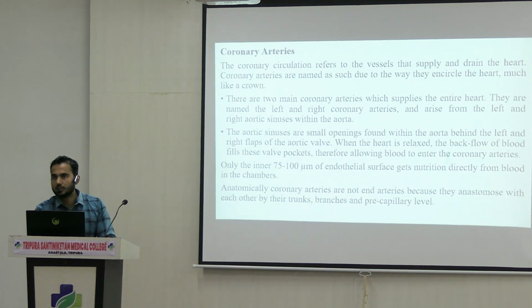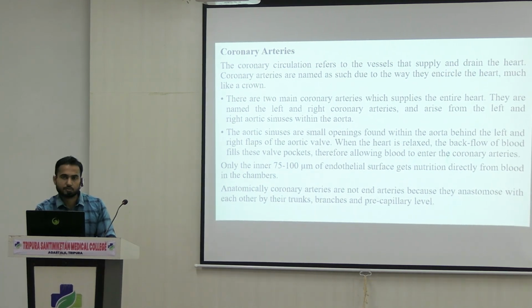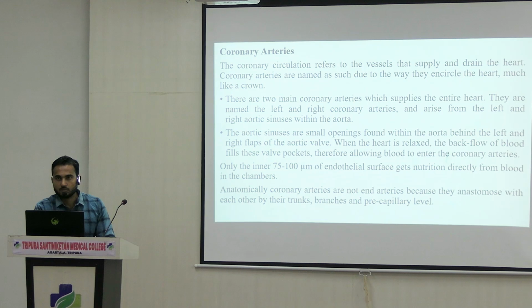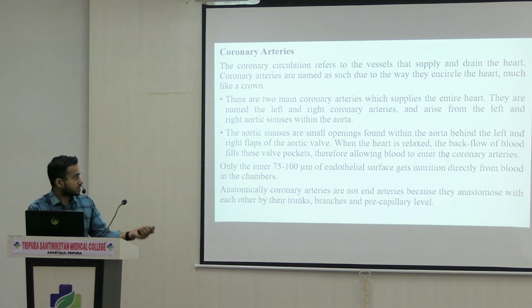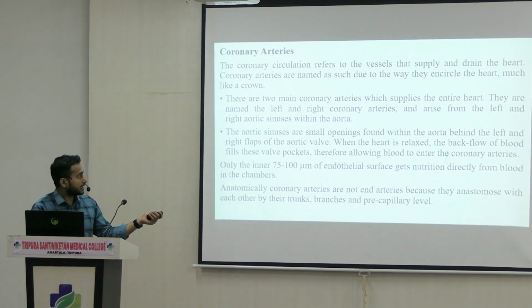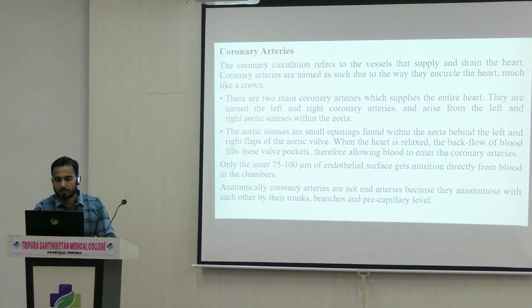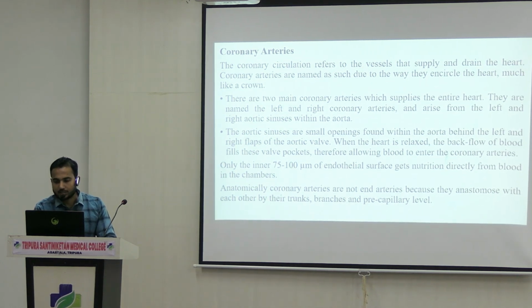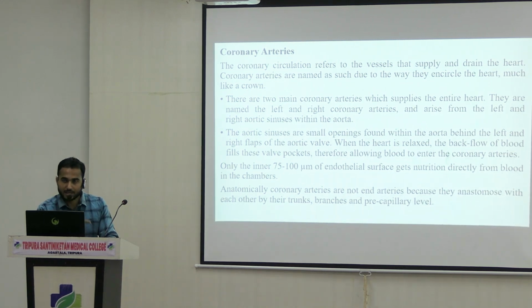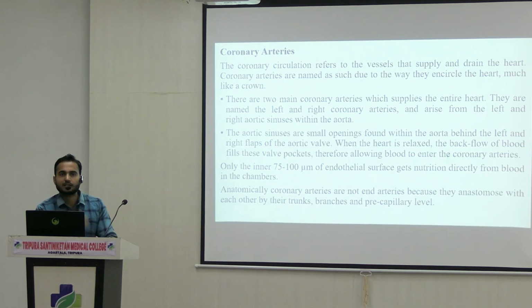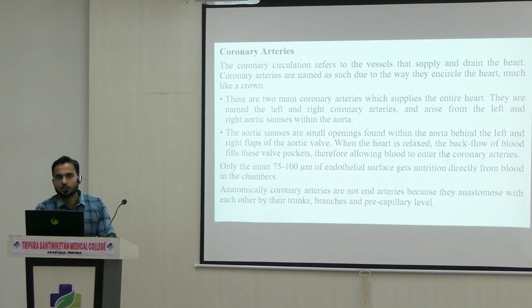So you know that there are mainly two coronary arteries, right and left coronary artery. From where are they arising? As you can see, they arise from the aortic sinuses of the aorta. I hope you have studied the aortic sinus. These aortic sinuses are small openings found within the aorta, behind the right and left flaps of the aortic valve. When the heart is relaxed, that means during diastole, the backflow of the blood goes inside the coronary arteries. Like this, the blood from the ascending aorta reaches the coronary arteries.